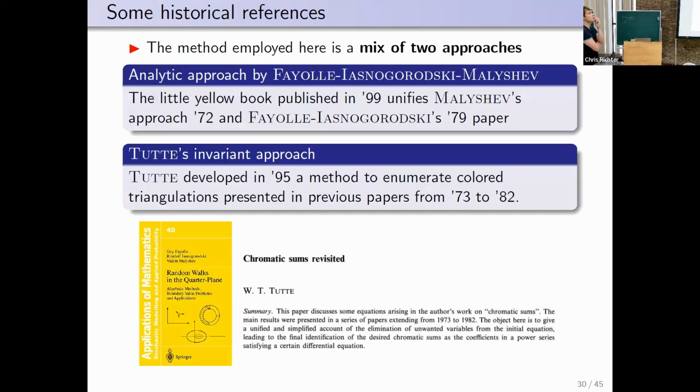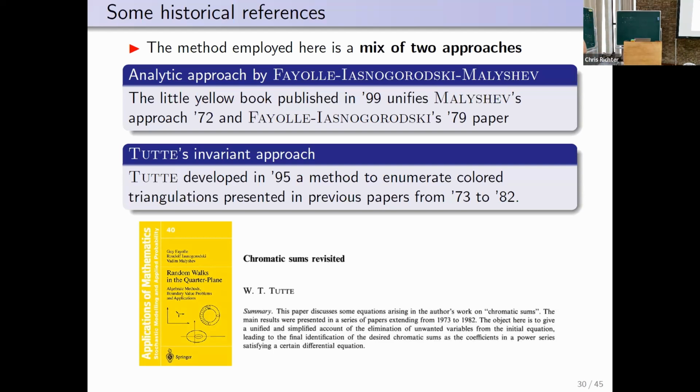The method that I will employ is a mix of two methods. The first method is an analytic approach developed by Fayolle, Iasnogorodski, and Malyshev. They published this little yellow book about random walks. What Kilian did, Irina did, and then me in my PhD thesis, is to apply this method to the continuous case for Brownian motion. And the second approach is Tutte's invariant approach.